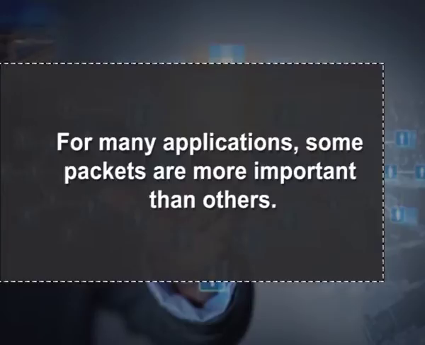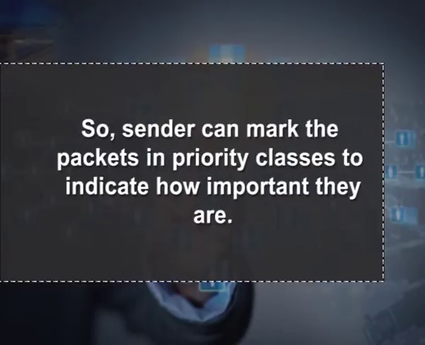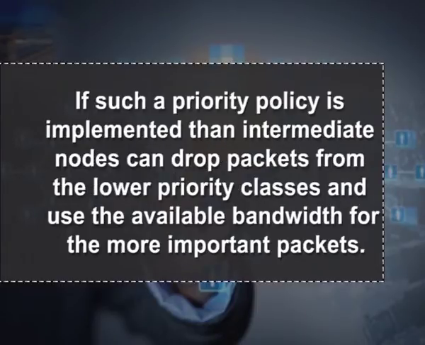For many applications, some packets are more important than others. So, the sender can mark the packets in priority classes to indicate how important they are. If such a priority policy is implemented, then intermediate nodes can drop packets from the lower priority classes and use the available bandwidth for the more important packets.